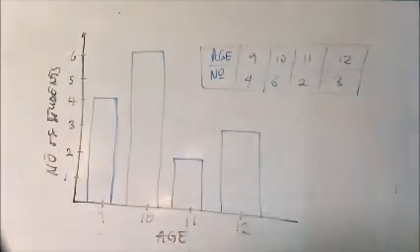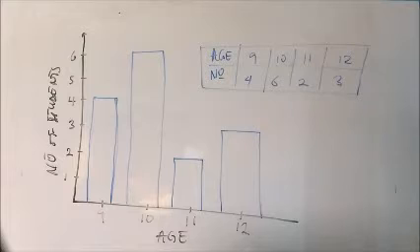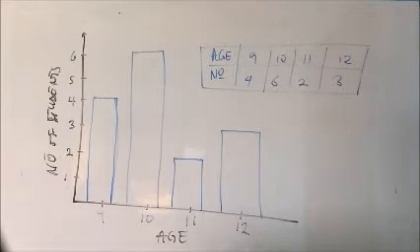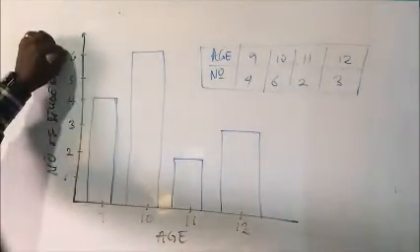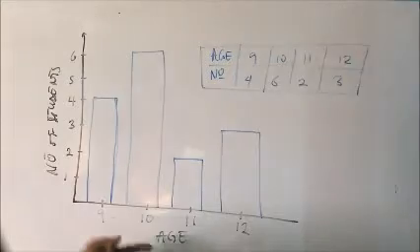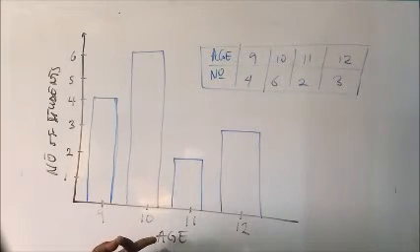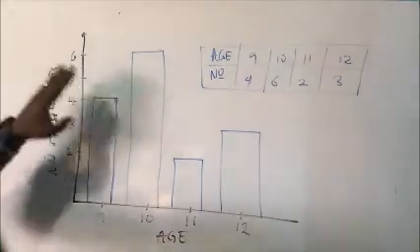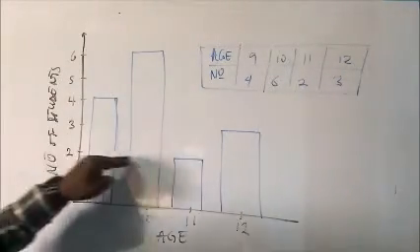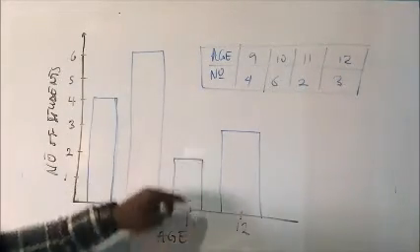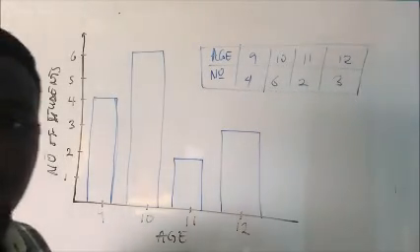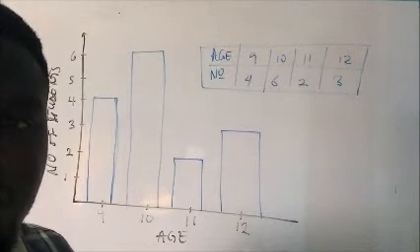Now from this bar graph, you could be asked questions. That's which age had the highest number of students? If you look at the number of students, 6 is the highest, and that is what? Age 10. Which age had the least number of students? If you look at it, that is 2. And which age are we talking about? 11.